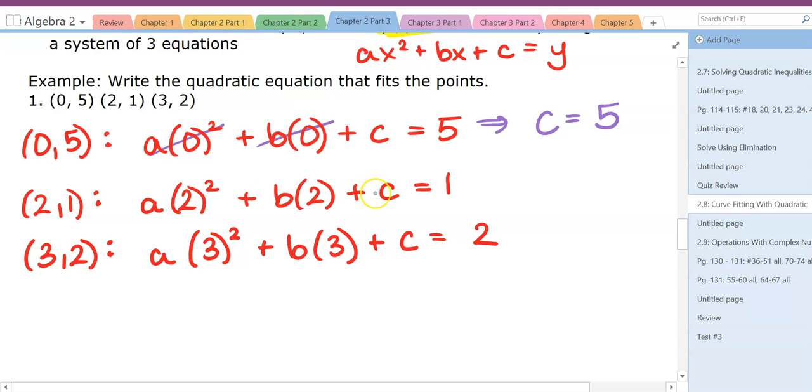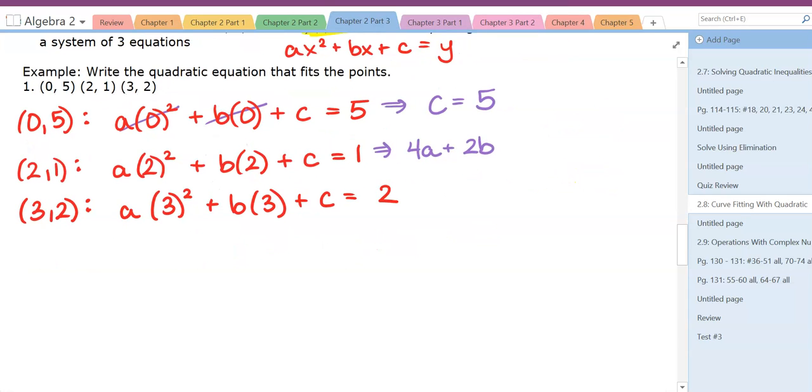Now if I look at the second one, it's not as nice because I don't have zeros that cancel things out. So 2 squared is going to be 4. So I have 4a plus 2b plus c equals 1. Then for the last one there, 3 squared is a 9, so we have 9a plus 3b plus c equals 2.